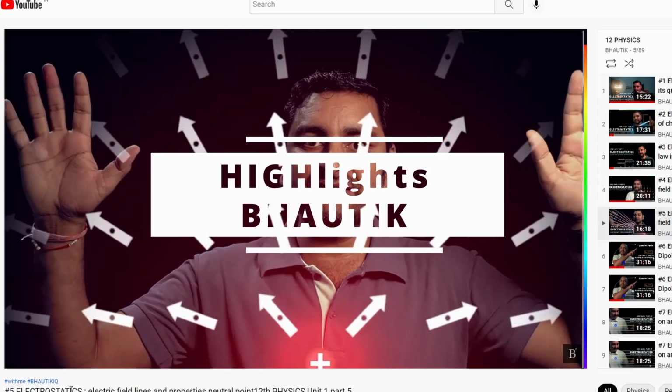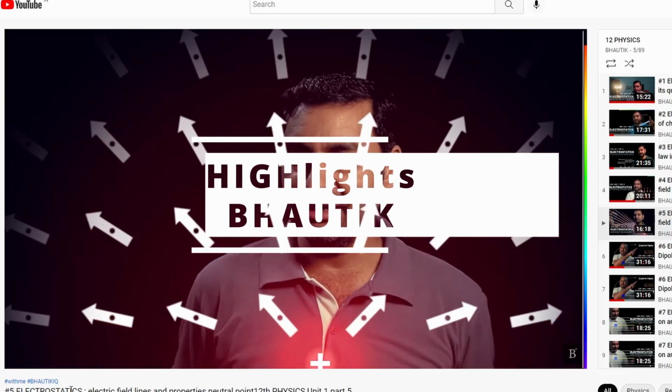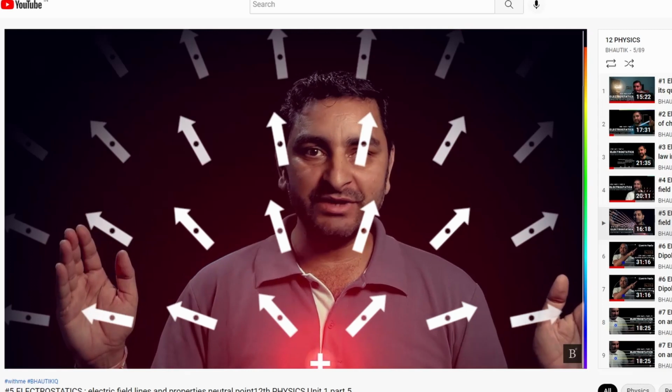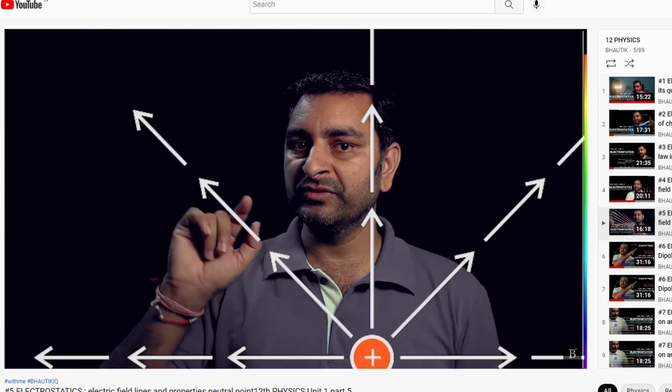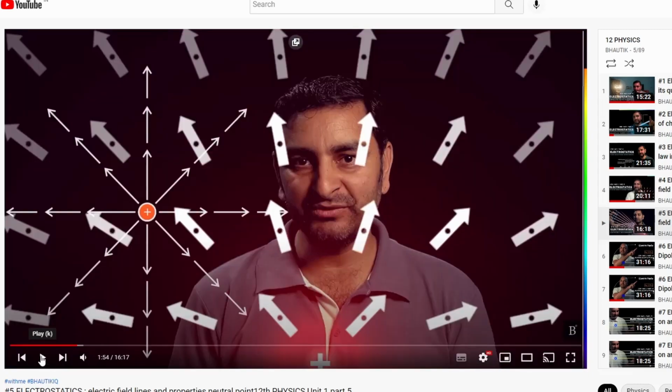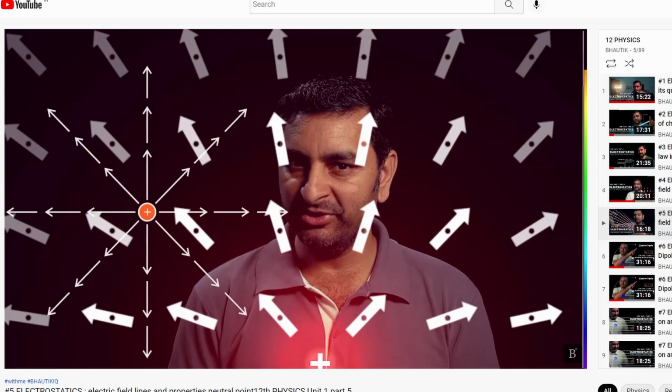As we are moving away from the charge, you can see the arrows and their opacity. What you have observed as we are moving away from the charge is that the size of these arrows is continuously decreasing. Nothing else.